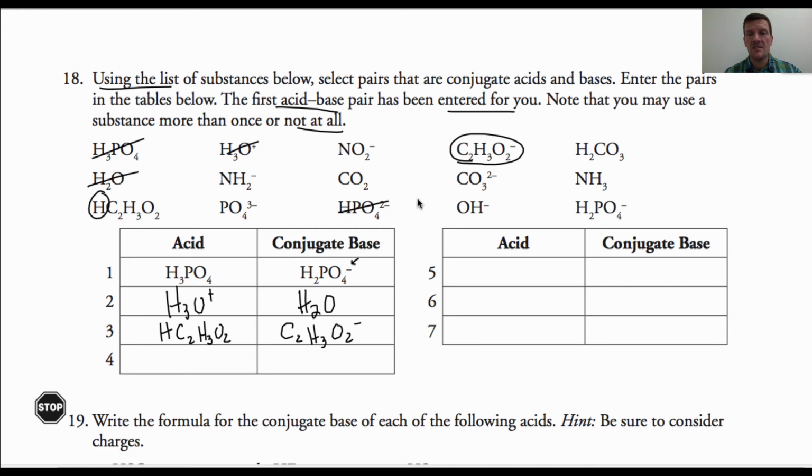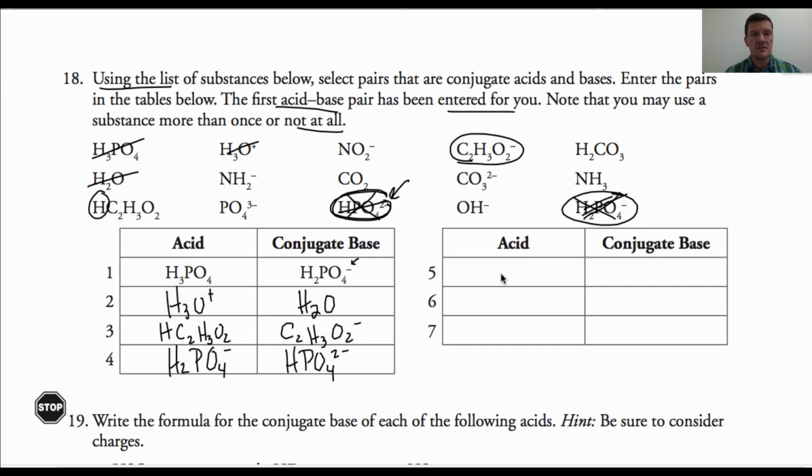Let's find something else that has H in it. Here we have H2PO4. Oh, we did that one already, didn't we? I'm sorry, I used this one up. I didn't use this other one up yet. So actually, let's take this one. If this gives up an H, it's still going to have one H left behind because it's only giving up one at a time, and the charge will drop by one. So there, I did use this one, and now I did use that one. Okay.